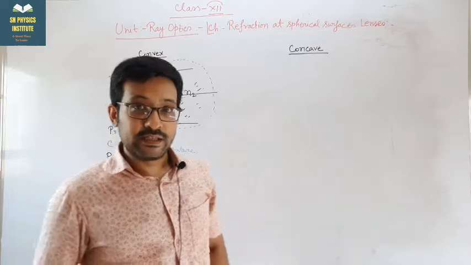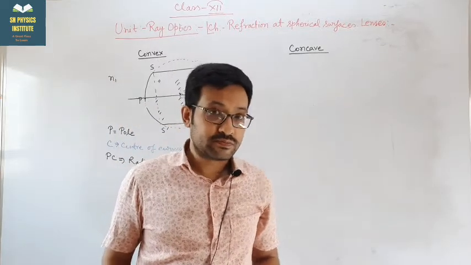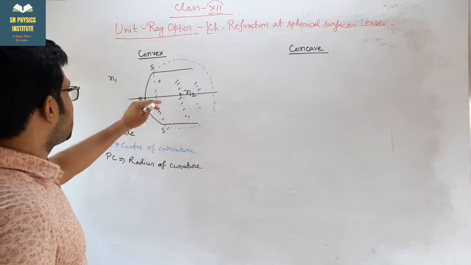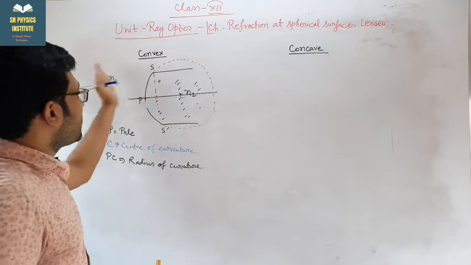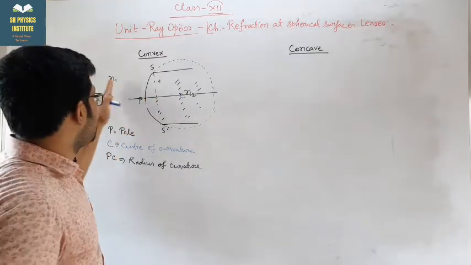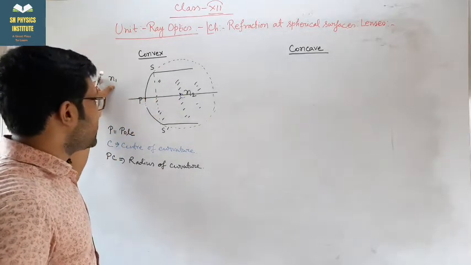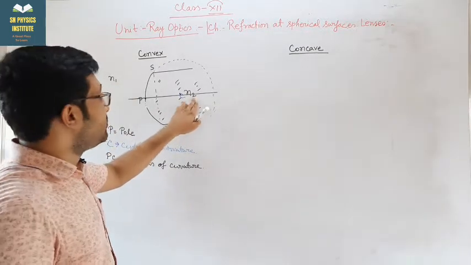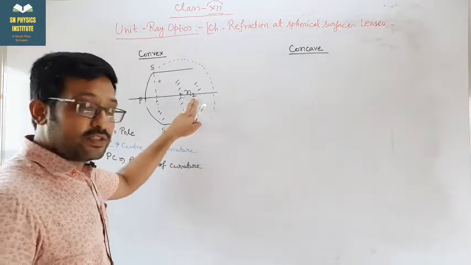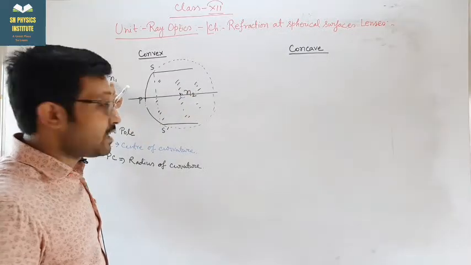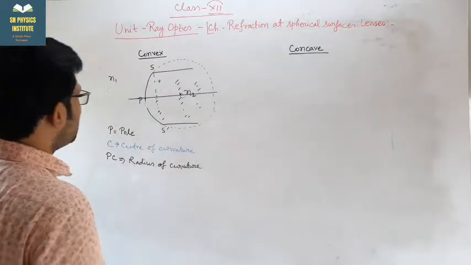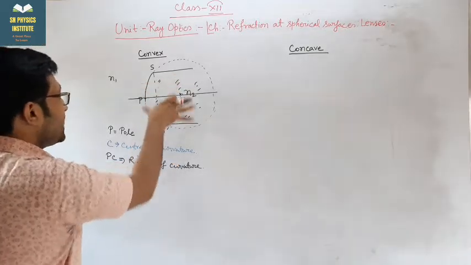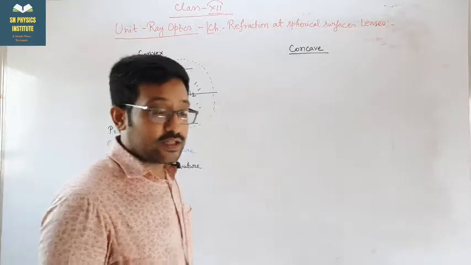Normally we take a very small aperture. And this is convex. Why? Try to understand, it is convex towards the rarer medium. I am considering n1 as the rarer medium and n2 as the denser medium, n2 being the refractive index of the denser medium and n1 of the rarer medium. So it is convex towards the rarer medium, so I can say it is a convex spherical surface.